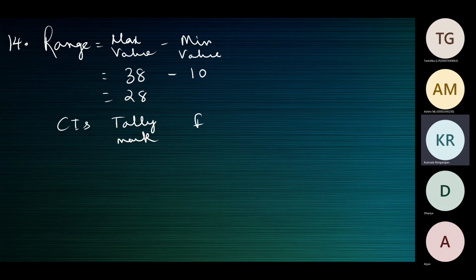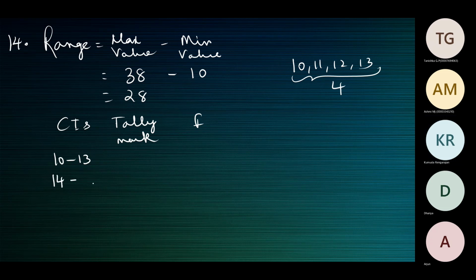Now the minimum value is 10. So see here, what is the class size given? 4, right? So 10, 11, 12, 13. This makes 4 values. So here the class size is 4. So 10 to 13 is the first class interval. The next class interval should not start with 13, but it should start with 14. 10 to 13 is the first class interval, 10 because the minimum value is 10. So we start with 10.